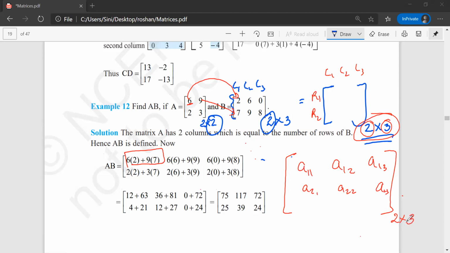This is correct. Now, how do we get A11? That is only 6 into 2 plus 9 into 7. This will give me my first element A11. How do we get the second one? A12. 6 into 6 plus what? 9 into 9. The same one. Next is 6 into 0 plus 9 into 8. How do I get this one? Now if I erase all of this, it will be much clearer.